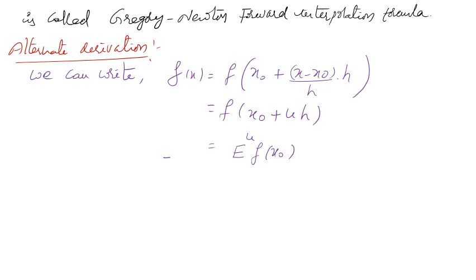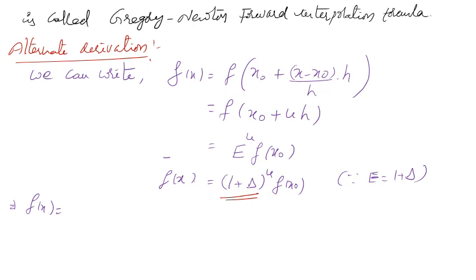Which may be written as, what is E value? It is nothing but 1 plus delta, since E equal to 1 plus delta, the relation between operators. Now let us expand. This is f of x, right? This implies f of x equal to, if I expand 1 plus delta whole power u using binomial series, 1 plus u into delta plus u into u minus 1 by factorial 2 delta square and so on.